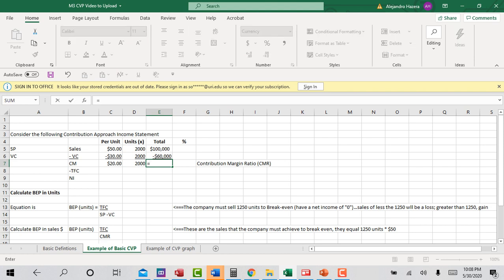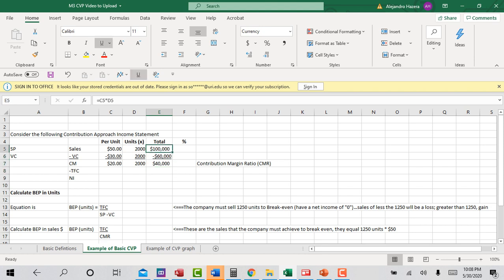I'm just going to go ahead and add these things up. 100 minus 60 gives you 40,000. So your total contribution margin is $40,000. I want you to be aware that I could have also computed my total contribution margin by taking 20 times 2,000 units, getting 40,000 that way. So what I'm going to do is just make it 40,000 there.